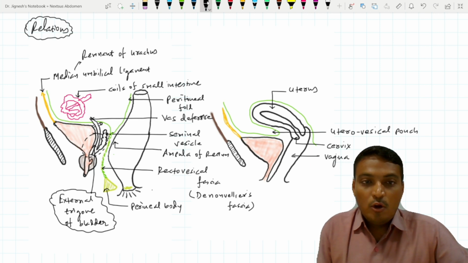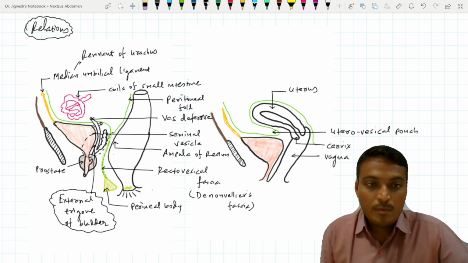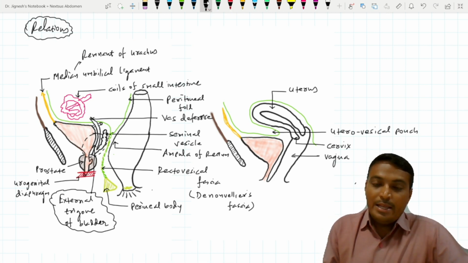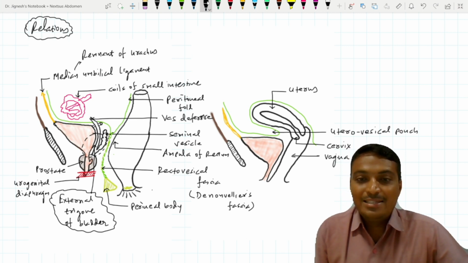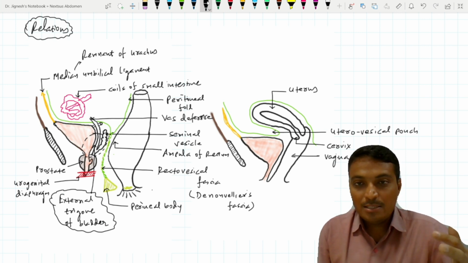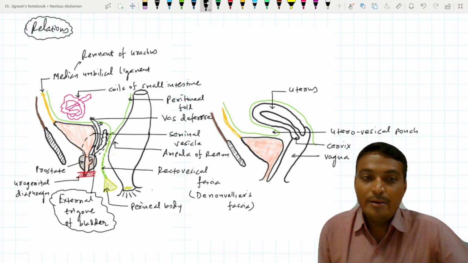When we see the neck of the urinary bladder, in case of the male, it is concerned with the prostate gland. Just below the prostate, we find one partition, called the urogenital diaphragm. In case of the female, the detrusor muscle of the urinary bladder extends up to the whole urethra. That is the reason why we can consider the whole urethra as a part of the urinary bladder, and that's why it is included within the neck of the urinary bladder.